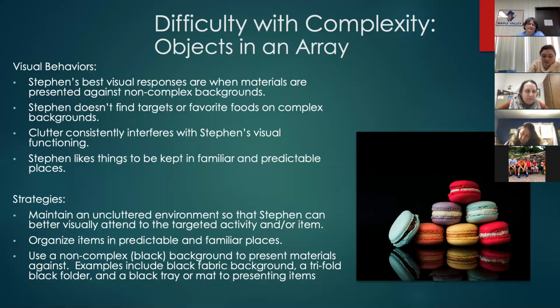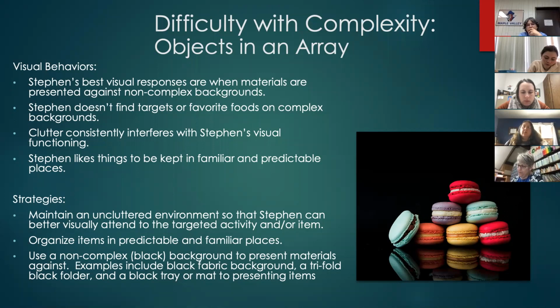All right, the second part of difficulty with complexity is objects in an array. So the picture here, you can see that there's all these different cookies. We can see that they're all different kinds of flavors or different colored cookies. But again, to a child with CVI, this may just look like a kaleidoscope. Okay, it just really might not make sense.